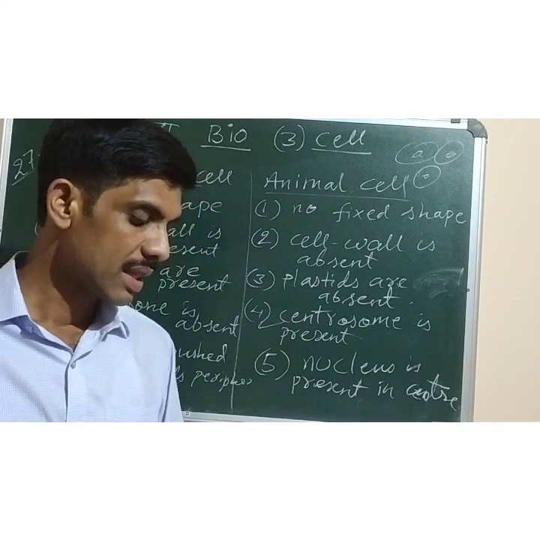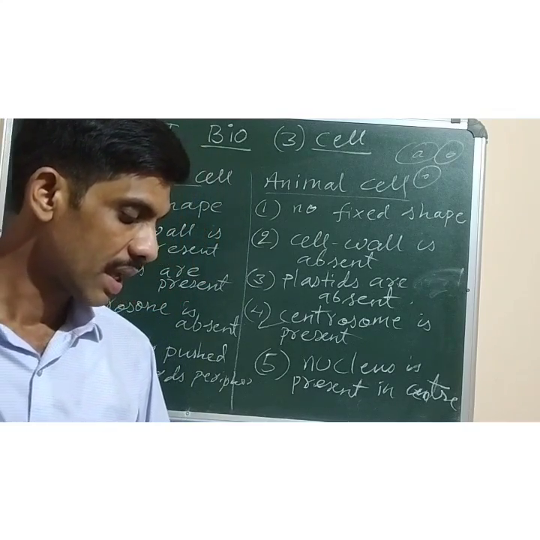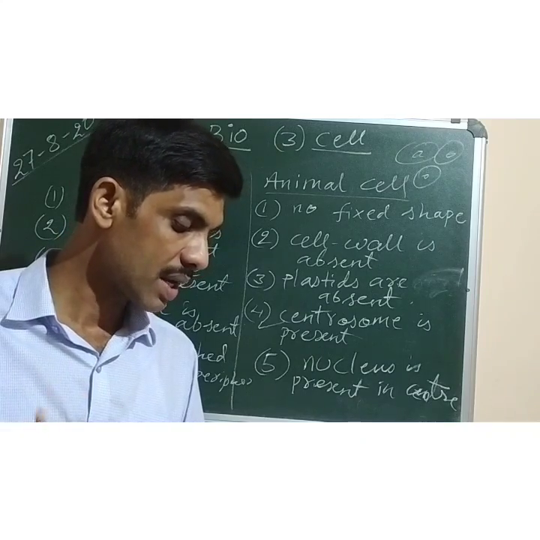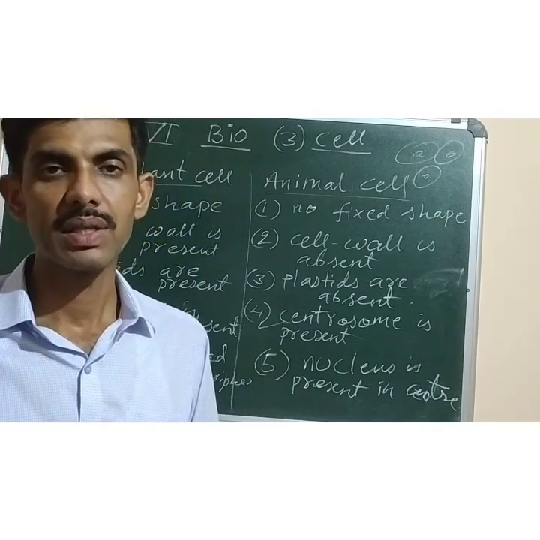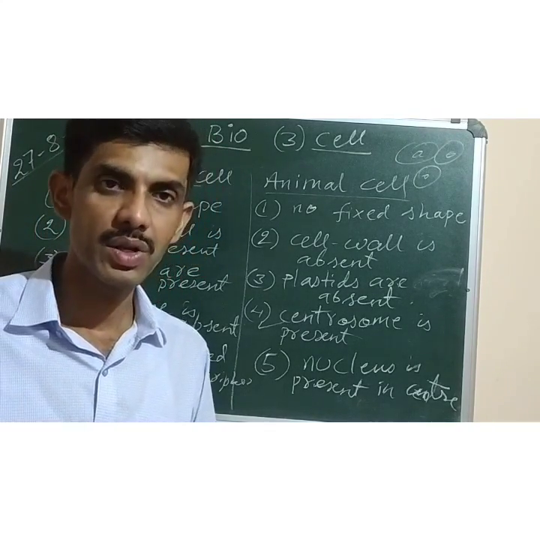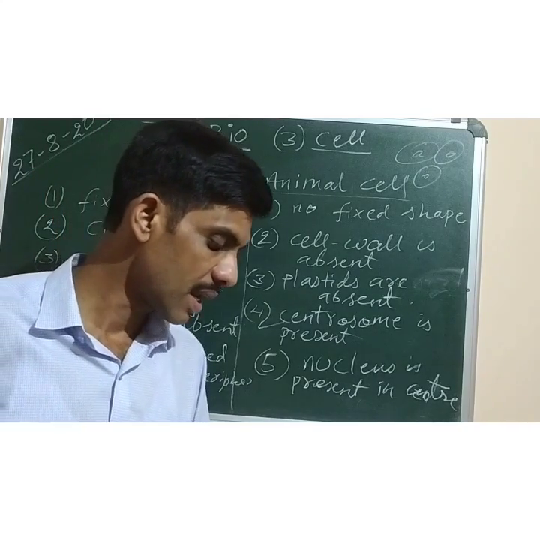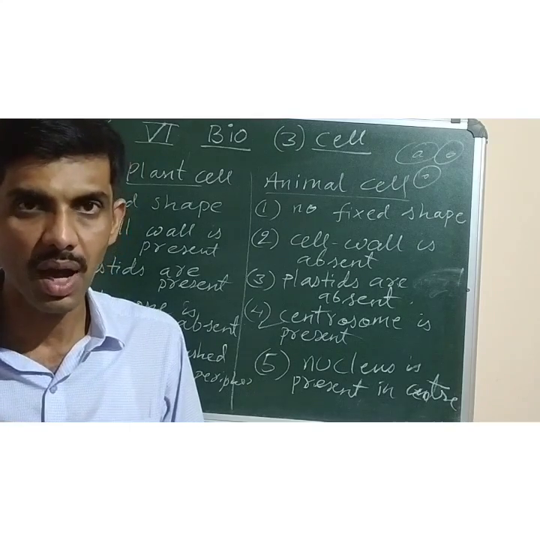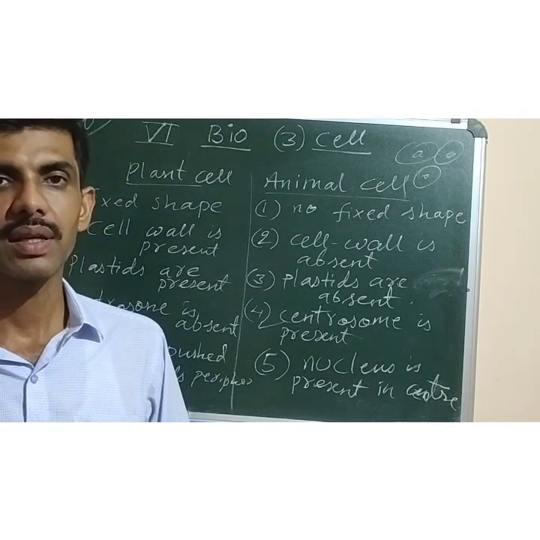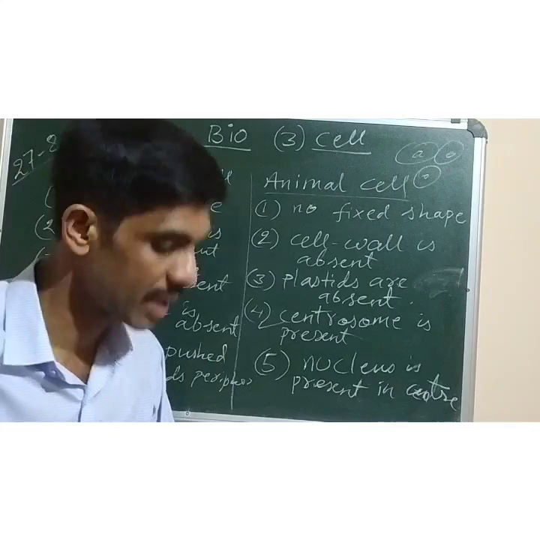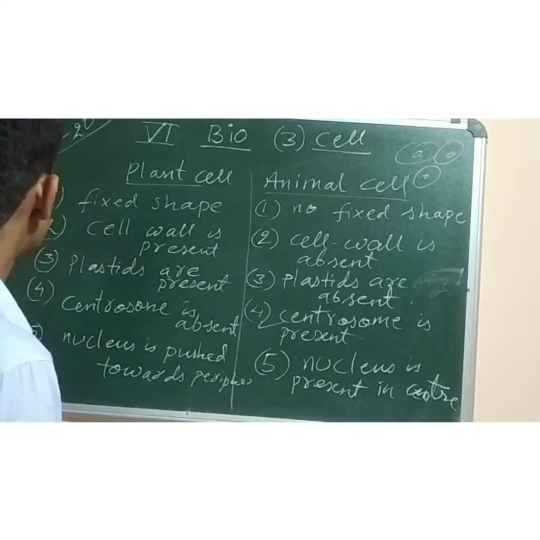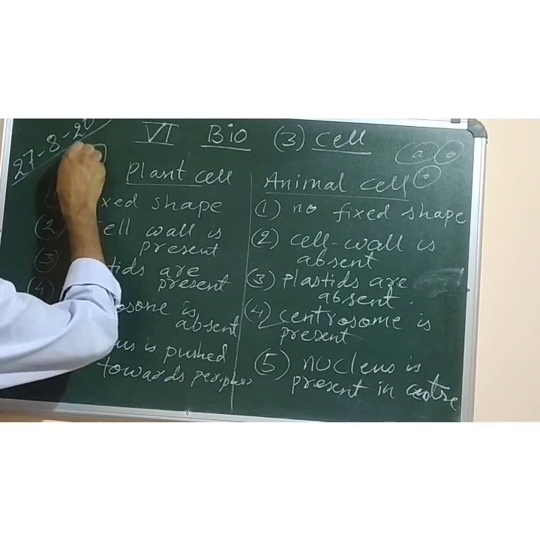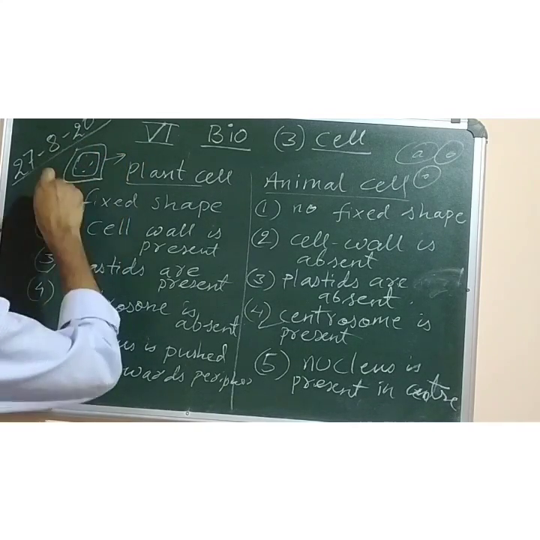In a plant cell, the cell wall is found adjoining the cell membrane or cytoplasm. The answer should be near the cell membrane, not the cytoplasm, because it is not towards the cytoplasm, it is towards the outside, outside the cell membrane, not inside. If you draw the diagram of a plant cell, this one is the cytoplasm and this is the cell membrane. So the cell wall is to the outside, not towards the inside.